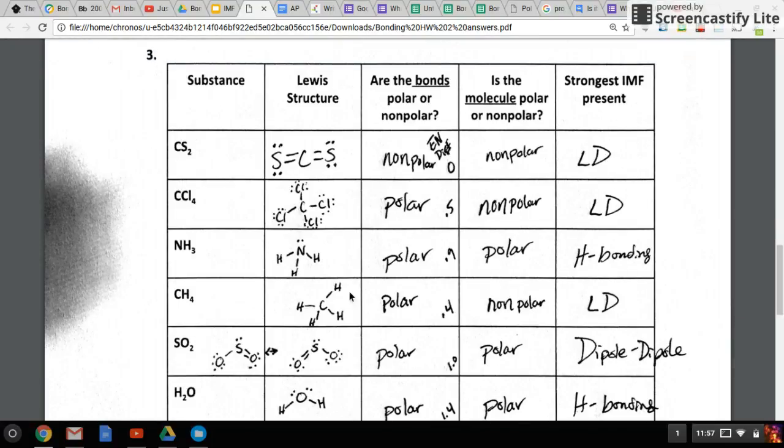Methane, we have CH4. It ends up again with a nice tetrahedral arrangement of the atoms. These bonds are very slightly polar, and that's important for you to remember. The CH bond only has an electronegativity difference of 0.4, so even though it's polar, it's just barely polar. And that will come into play when we look at larger molecules, and most of those involve the carbon-hydrogen bond. But because of the tetrahedral arrangement of these atoms, we end up with a nonpolar molecule. It is symmetrical, so the dipoles cancel out. And so we only have London dispersion forces between molecules of methane.